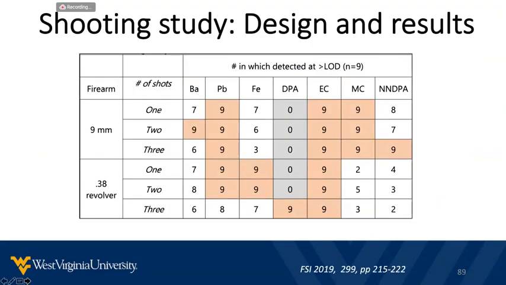In our preliminary study, we collected gunshot residues on hands after firing a pistol and revolver after 1, 2, or 3 shots. We consistently identified ethyl centralite and lead in the samples, so this is the same sample, and we are picking up both organic and inorganics in multiple samples.